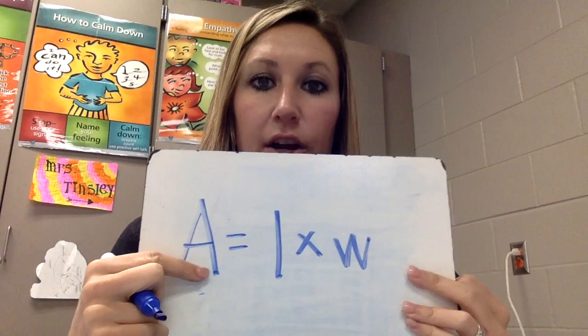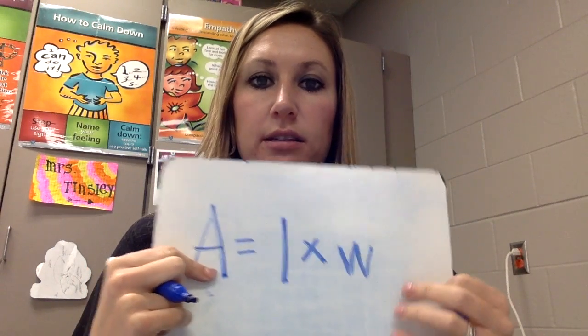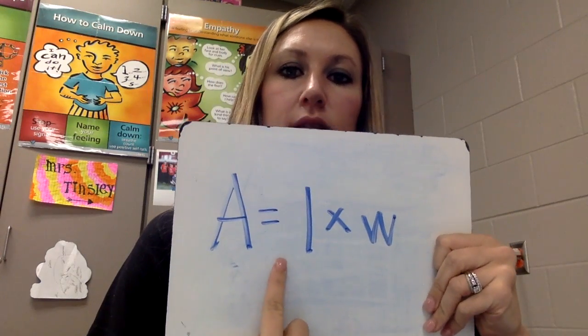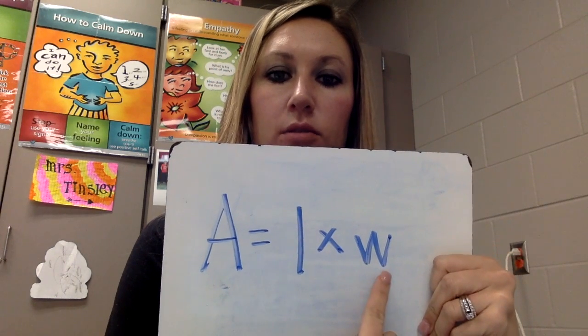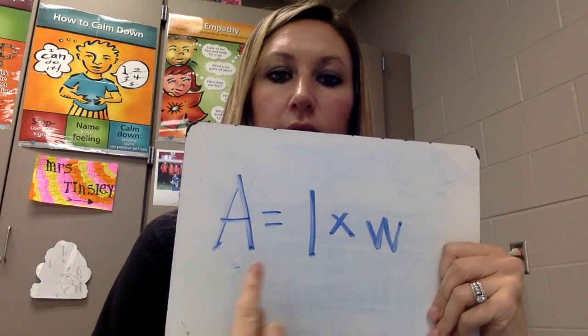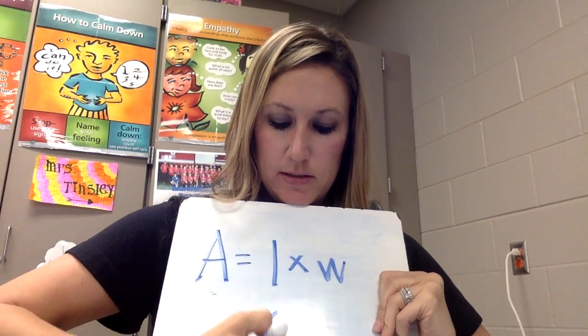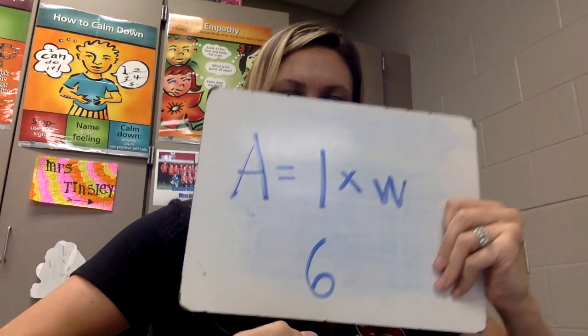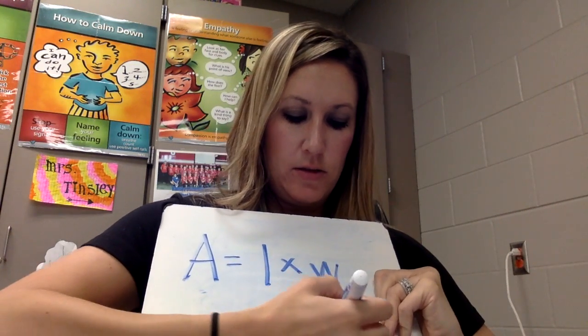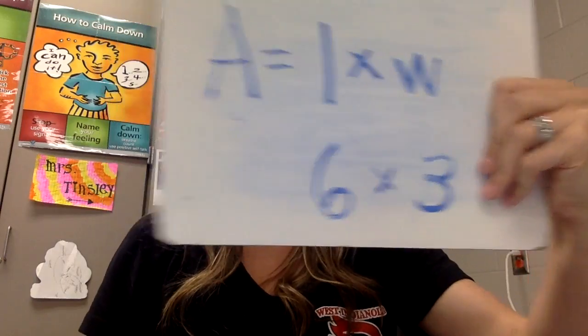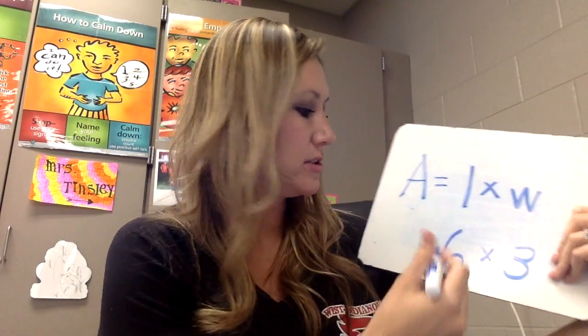Okay. So a good formula for you to remember is area equals L times W. A stands for the area, which is what you're trying to find in this case. And if you're given the length of the rectangle and the width of the rectangle, then you can find the area. So if you had a rectangle that was 6 inches long and 3 inches wide, your area is going to be the answer to this, which is 18.